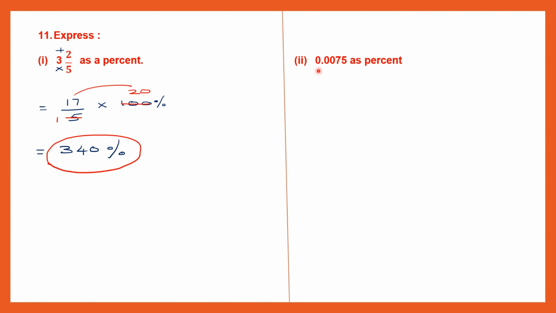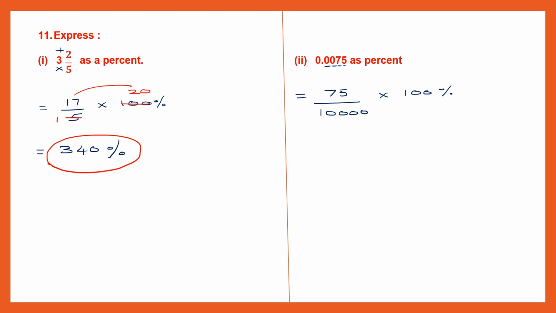Question 2. Here we have a decimal number which we have to express as a percent. So first step is we'll write this as a fraction. When you write this as a fraction, ignore the point and read the number. When you ignore the point, what's your number? 75. So let's write that. So this becomes 75. Now you must have a denominator starting with 1 followed by zeros. So count the number of decimal places. 1, 2, 3, 4. There are 4 decimal places, that means 4 zeros. That's 10,000. 75 by 10,000. Now we have to convert it to a percent, means multiply by 100%.